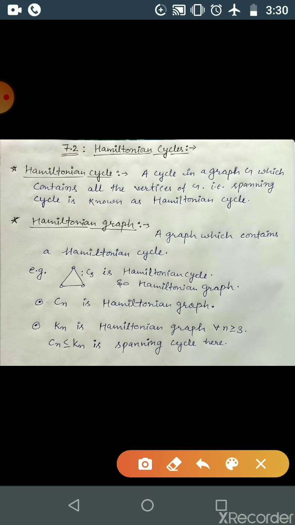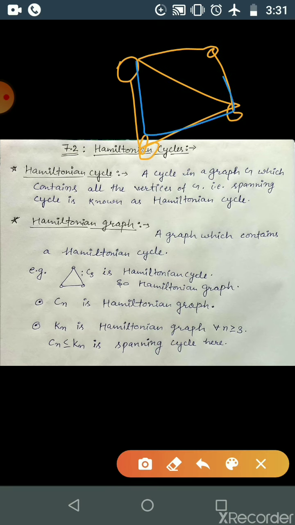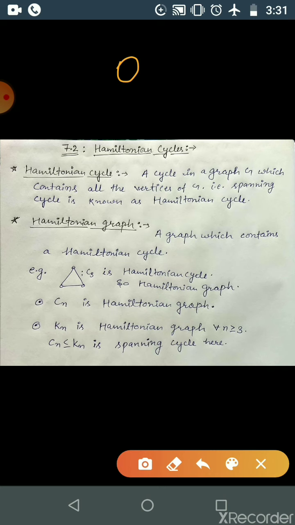For example, suppose we have this graph. In this one, the Hamiltonian cycle is this one. C4 is the Hamiltonian cycle, and the graph is C4 with one edge, or you can say one diagonal.